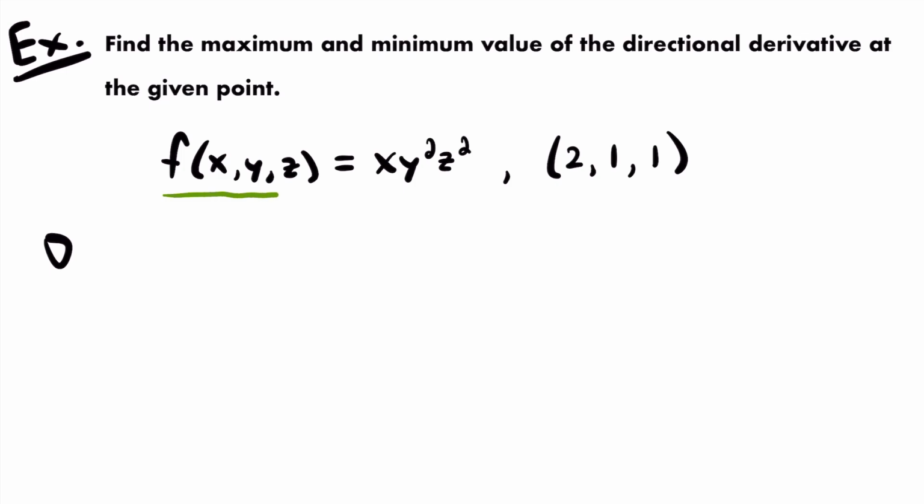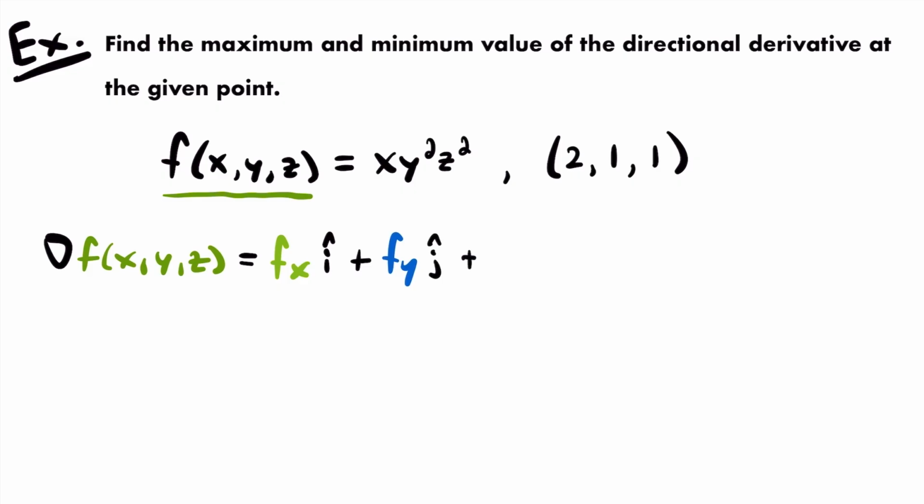The gradient of that function, f of x, y, z, will be equal to the partial derivative with respect to x times i, plus the partial derivative with respect to y times j, plus the partial derivative with respect to z times k. All right, and so let's find each of these partial derivatives, starting with f_x. Let's take the partial derivative with respect to x of this function. And x is to the first power, so its derivative will just be its coefficient, or the number multiplied by it, which will be y squared times z squared. So our x component is y squared times z squared, and that will be multiplied by i.